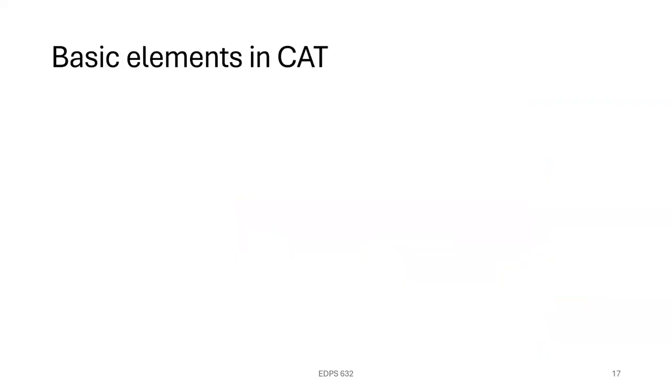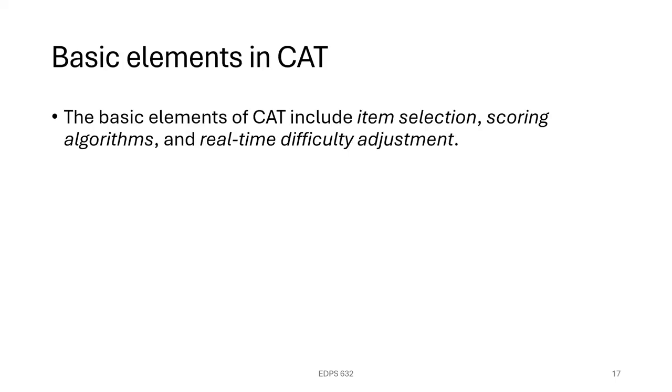Last part is, what are the key elements of computerized adaptive testing? I have discussed so many good things, but what are the key elements? Basic elements in CAT. If I ask you, the first thing, which is the most important thing, is the item selection algorithm, right?